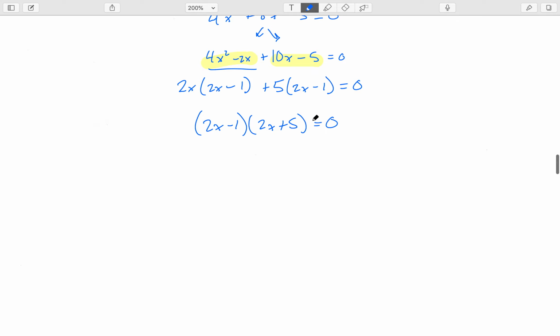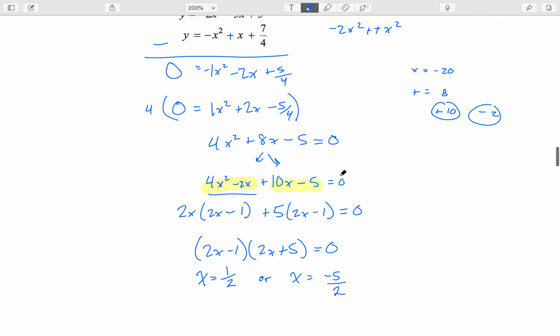Now, if this is equal to 0, here are my two solutions. x is equal to positive 1/2, or x is equal to negative 5, and then divide by 2. Negative 5/2. So negative, hang on, 5 over 2, not 5 over 5. 5/2, so in other words, 2.5. So this is 0.5 and negative 2.5.